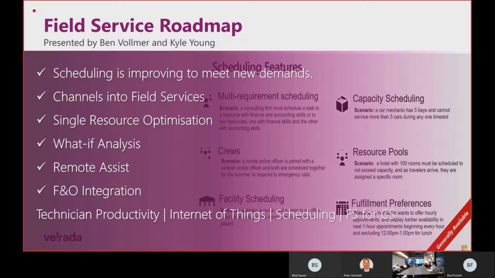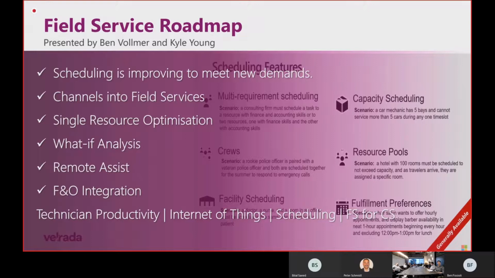But some of the cool points that they were talking about were these areas here. The improvements in scheduling to meet new demand. They've taken a lot of feedback in this space, on where the pain points are in scheduling, how they can make it easier, how they can tie that back into Remote Assist, how they can tie that back into the what-if analysis and single resource optimization. That was kind of a cool area of it.